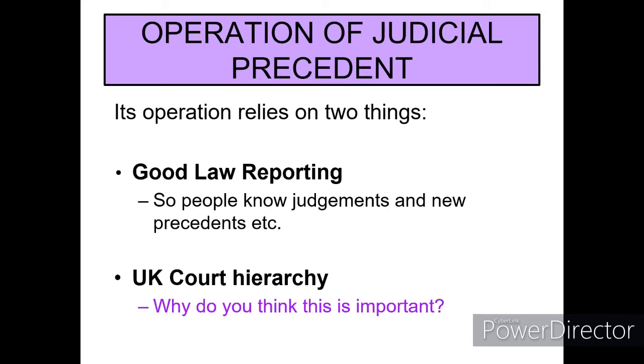The operation of judicial precedent relies on two things. Good law reporting, because people need to know what the judgments are. Future judges need to know what the law is. Lawyers, when they are advising their clients, need to know the advice to give according to the most recent judgments. And UK court hierarchy. Why do you think it's so important that we have quite a strict court hierarchy in this country? We're going to explore the importance of the court hierarchy in our next lesson.